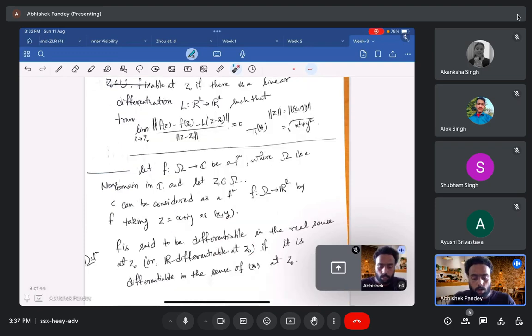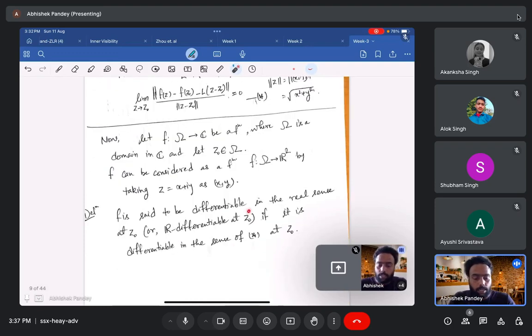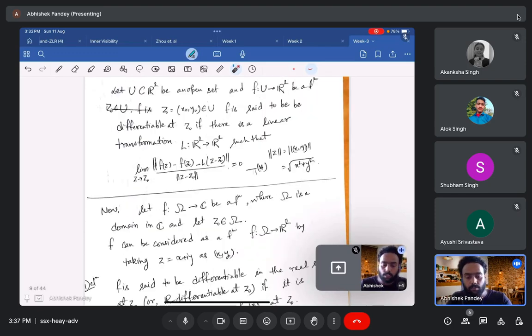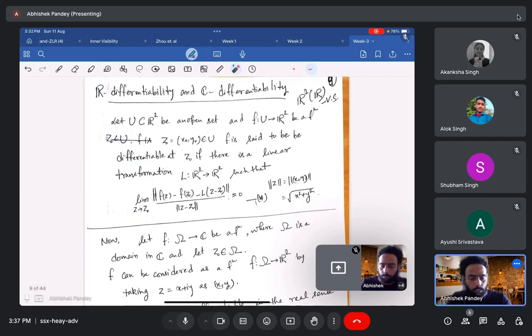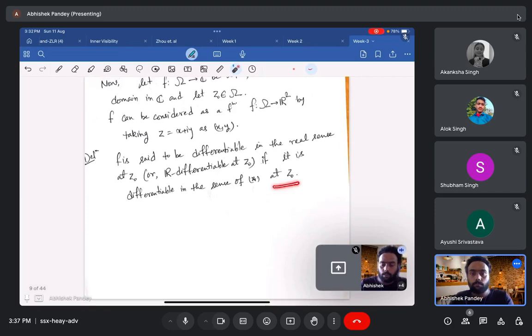Okay. So now f is said to be differentiable in the real sense. Now I am talking about this function f from omega to C. So f is said to be differentiable in the real sense at z naught, or in short, R differentiable at z naught, if it is differentiable in the sense of this star definition at z naught. Is it clear? Whether the definition of R differentiability is clear? Yes, clear. Okay.